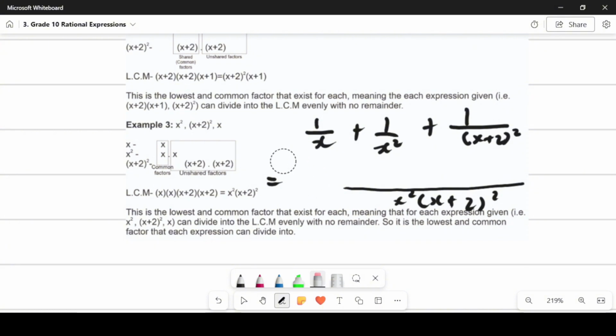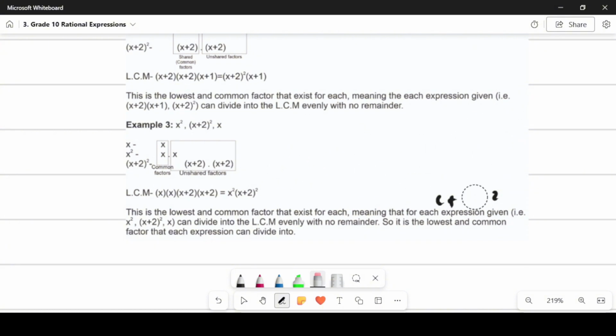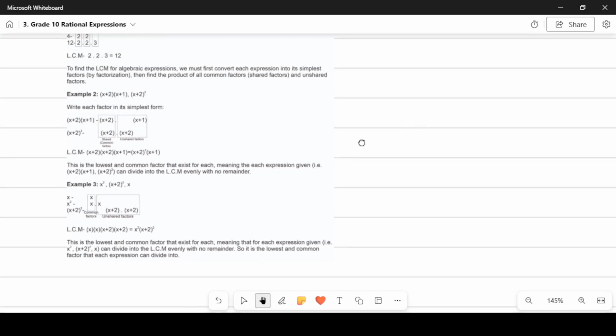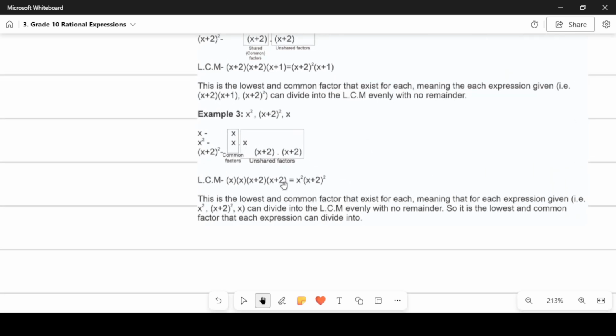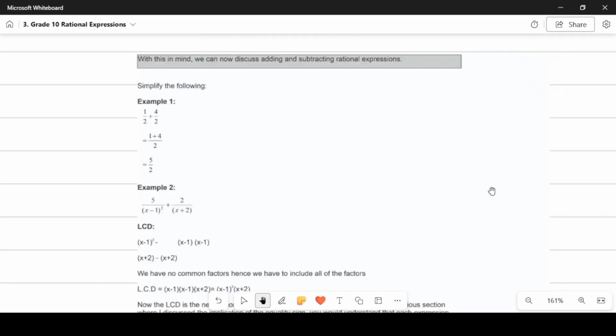Very, very simple ideas. It's exactly as we did our LCM and HCF for fractions. Exact same idea. Okay, but there we worked with monomials. Now we're starting to bring in binomials, different variables, different algebraic expressions, and so on. Alright, with this in mind, let's start discussing adding and subtracting rational expressions.